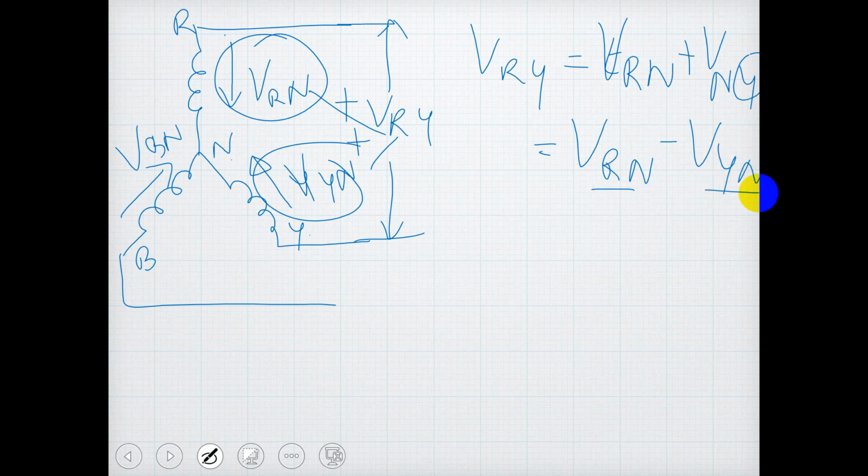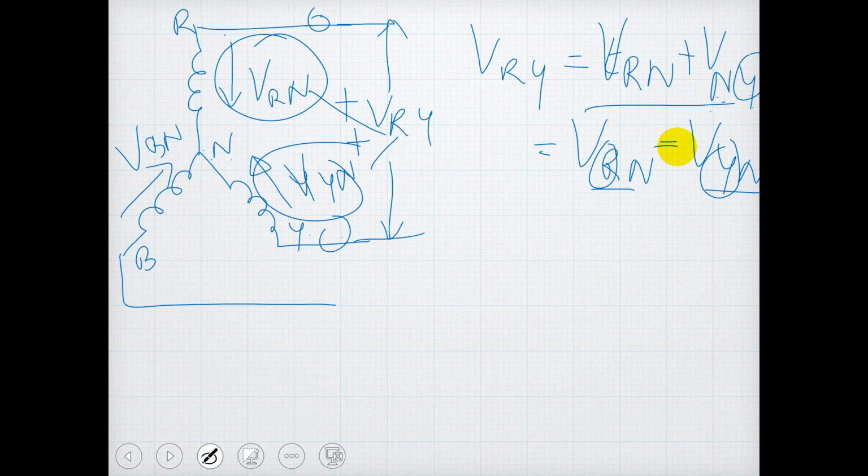So this is the voltage measured from here to here. Correct. So from here to here, this should be VRN plus VNY. Correct. So this is the equation. But we need to get the suffix R and Y as the first suffix of V. So interchange this suffix Y and N. So we get VYN with the negative sign.